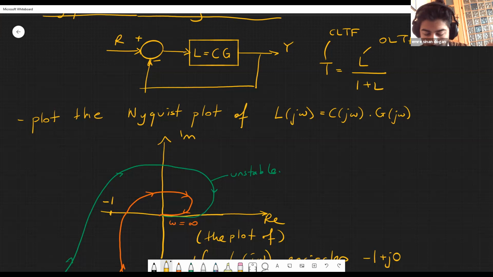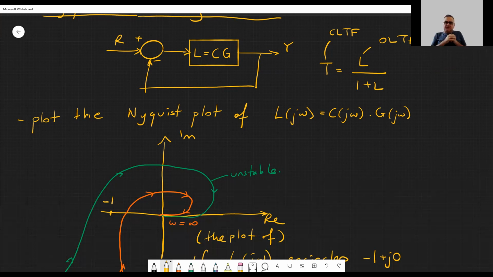Well, the closed loop transfer function is C times G divided by 1 plus C times G, isn't it? Yes. So L is the open loop transfer function only, right? Okay, L is the open loop transfer function. Okay, then. Thank you.